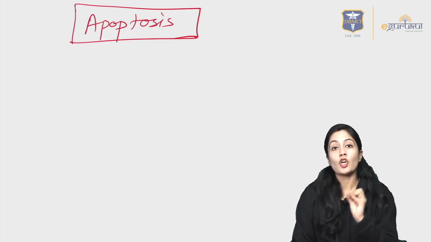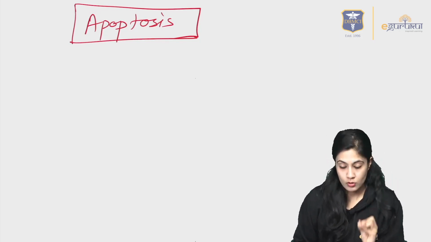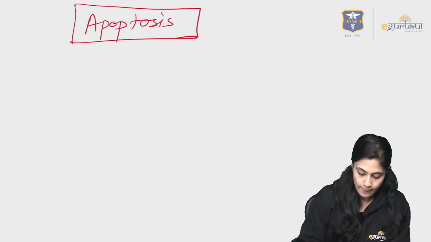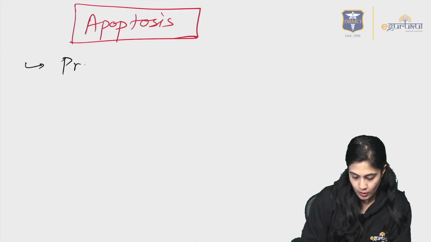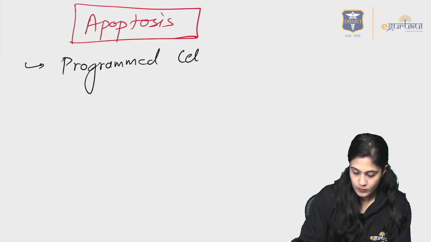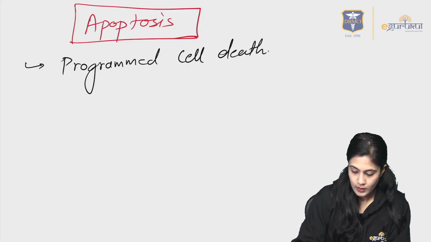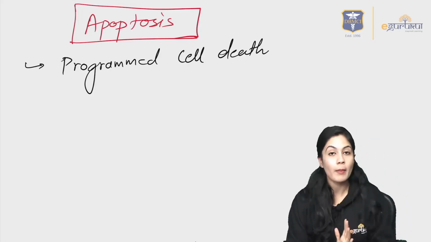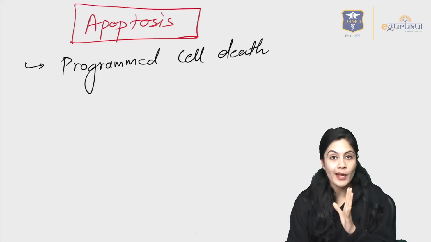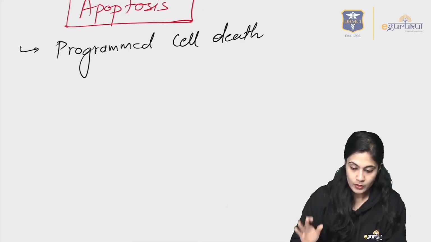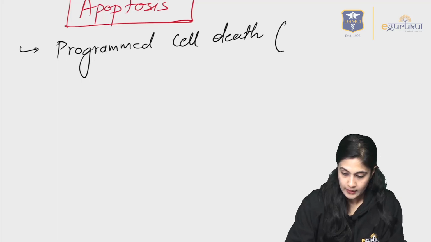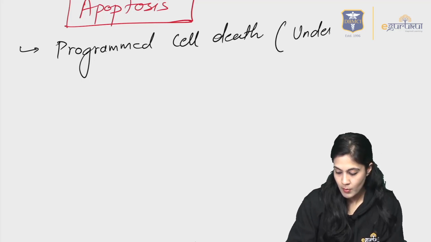This can be your long question also, right? So you should know what apoptosis is. In short, it is programmed cell death. Remember, it is not happening by chance, it is programmed by your body, right? So it is programmed cell death, and remember, it is under genetic control.